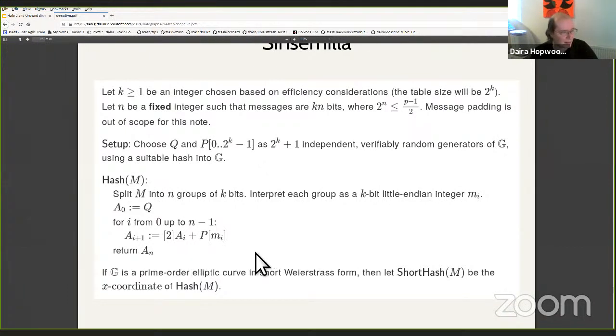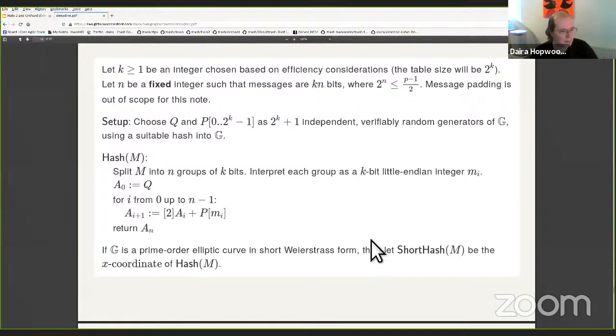And then we have a double-and-add algorithm. So we start with this fixed base point, and then for each group of the message, we double the accumulator, and we add the result of the lookup. In practice, this is an incomplete addition. And then we just return the result. So why is this secure? It turns out to be secure to take the x coordinate of the resulting point, so we use that to improve efficiency. Okay. Why is this secure?